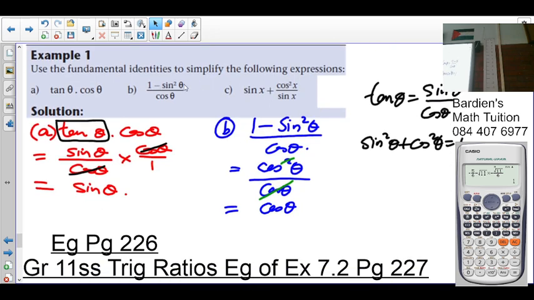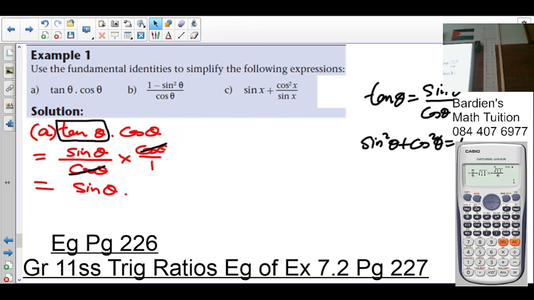So 1 minus sin square theta is cos square theta. Not so? So it will be cos square theta over cos theta. So it cancels and gives you cos theta. Do you guys understand? Let's do the next one. C. Now let's move a bit faster. Am I moving still fast enough?